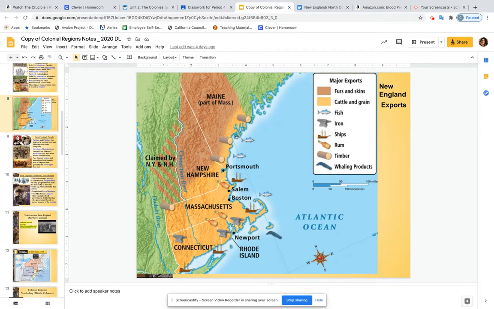And here is a map of the major exports, so you can take a look at what was being exported. Now, as more and more settlers go in to these colonies, we're talking about thousands and thousands of people over a few decades move in. They are taking more and more land away from Native Americans, and you can see that their list of exports, or like the things that they're able to do, it continues to grow.